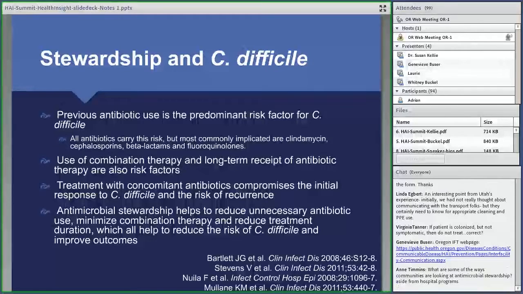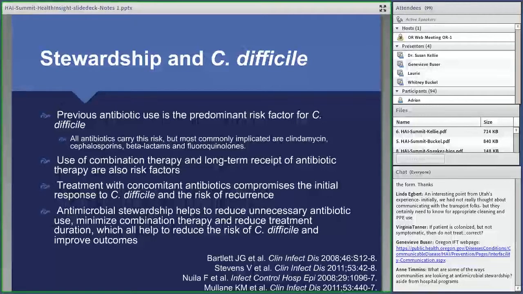The other important thing is if patients have C. diff and they continue on antibiotics at the same time you're trying to treat the C. diff, that's been shown to increase the risk of recurrence. So some recommend that a diagnosis of C. diff be a timeout for antibiotic stewardship, just to really make sure that any other antibiotics on board are really necessary, in addition to addressing things like PPIs that we've mentioned today. And the reason antimicrobial stewardship helps with this is because it reduces unnecessary antibiotic use, it minimizes combination therapy, and reduces treatment duration, which all will help to reduce risk of C. difficile and improve outcomes.